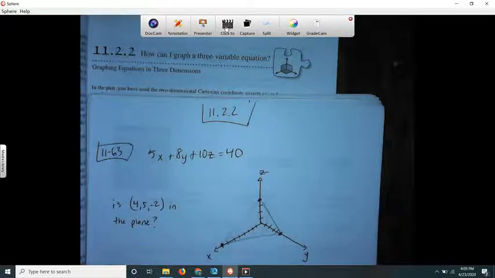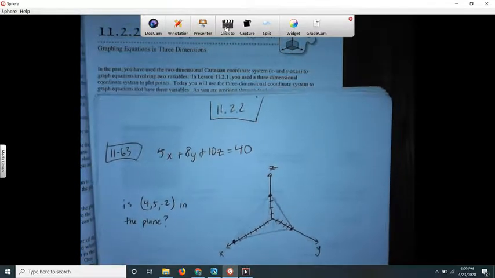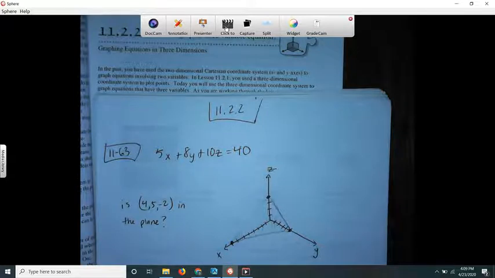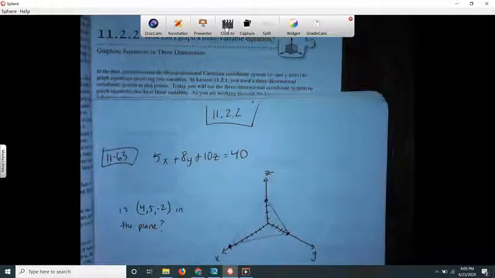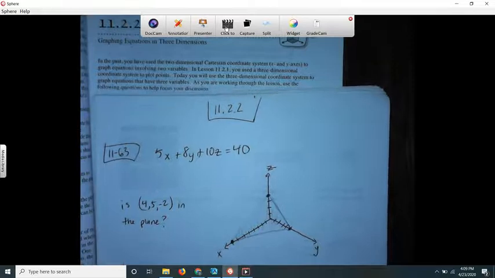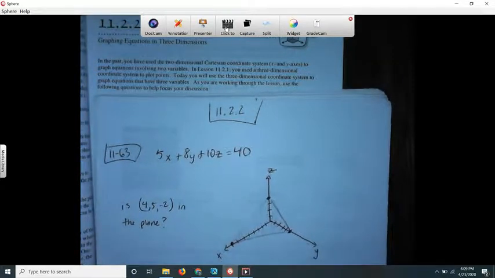So now we learned how to graph points in 3 dimensions, and now we're going to learn how to graph an equation in 3 dimensions. It says, in the past, you've used the 2-dimensional Cartesian coordinate system, x and y axes, to graph equations involving 2 variables. In lesson 11.2.1, you used a 3-dimensional coordinate system to plot points. Today, you will use the 3-dimensional coordinate system to graph equations that have 3 variables.